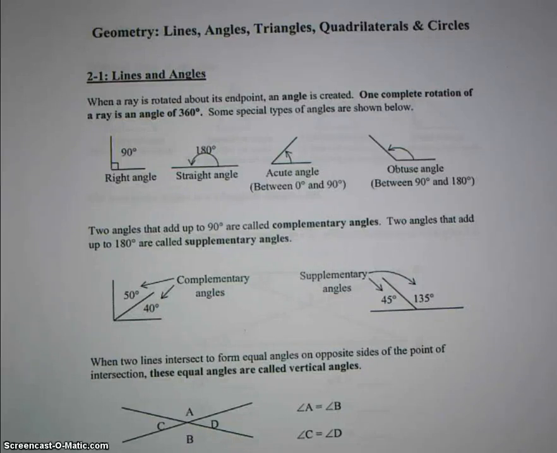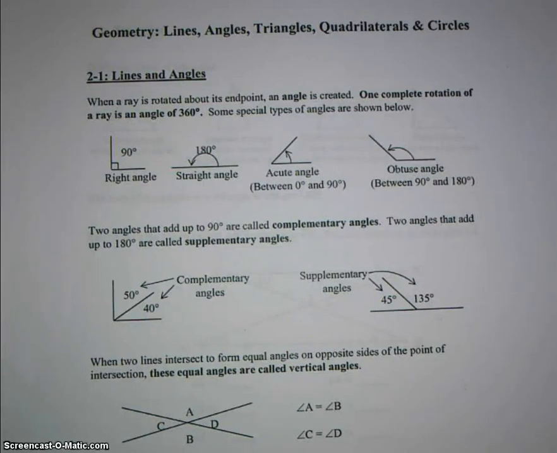Chapter 2, we're gonna look at lines, angles, triangles, quadrilaterals, and circles. All sorts of exciting stuff. In particular, today, 2.1, we're gonna do lines and angles, and 2.2, we're gonna look at triangles.